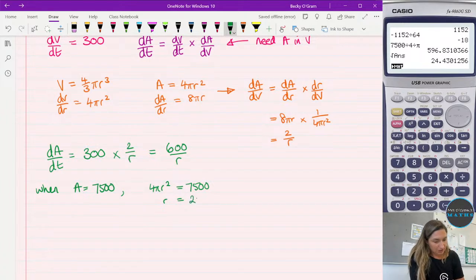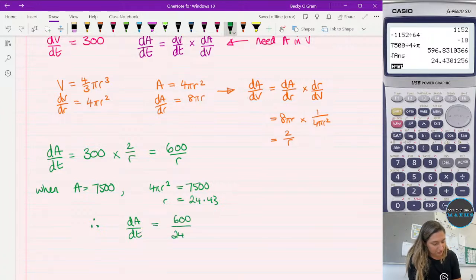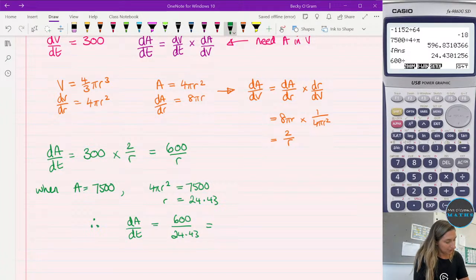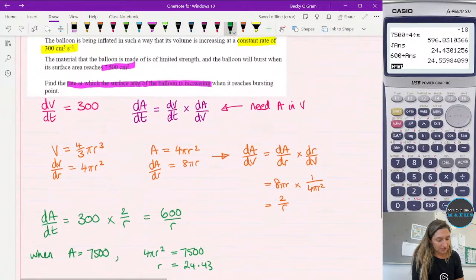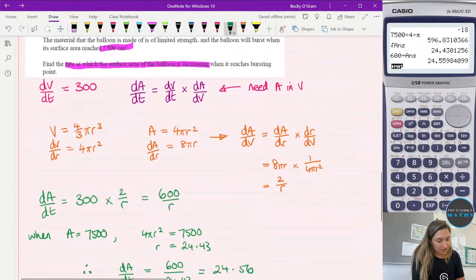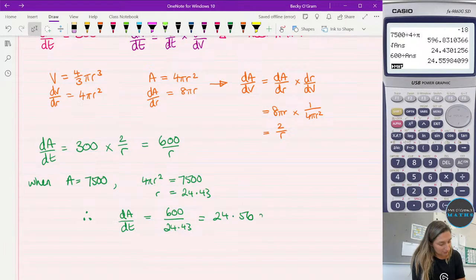And we get 24.43. So then dA by dt at that point will be 600 over 24.43. So 600 divided by that answer is 24.56. And we'll just check on the units. Our area is in centimeters squared, and the time was in seconds. So it's centimeters squared per second.